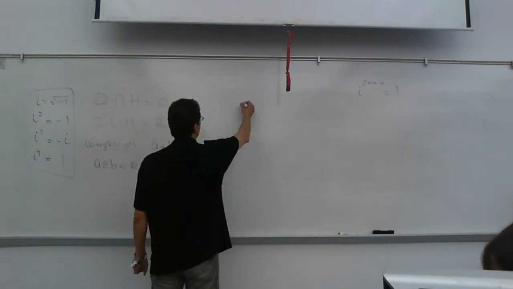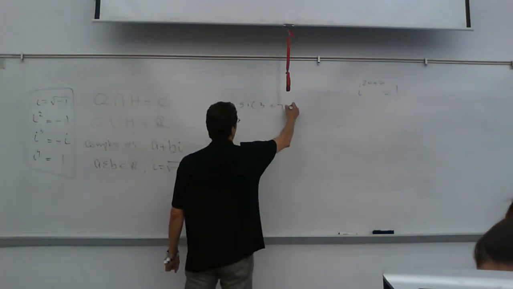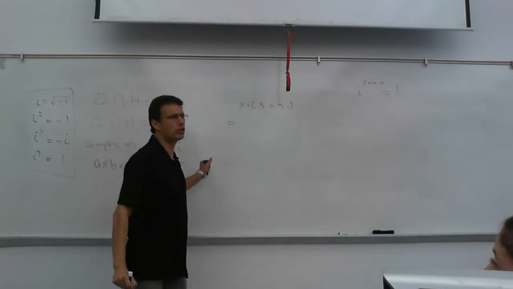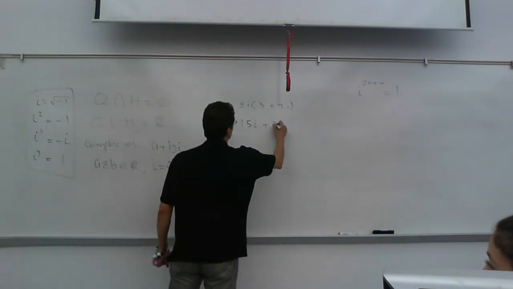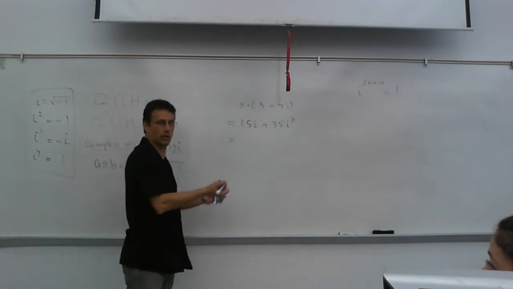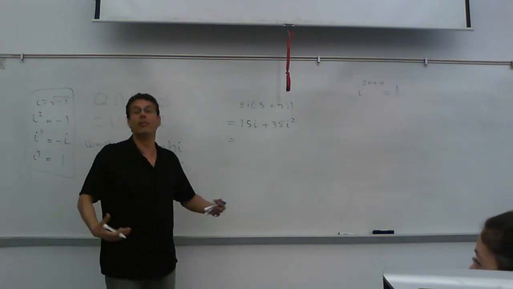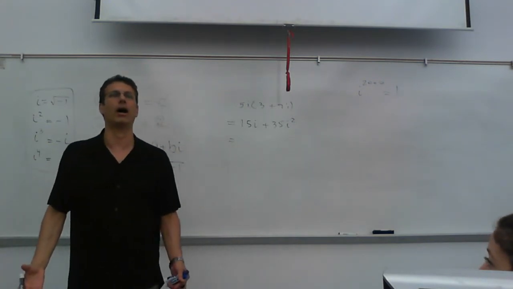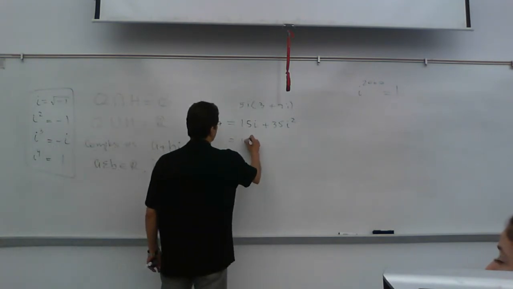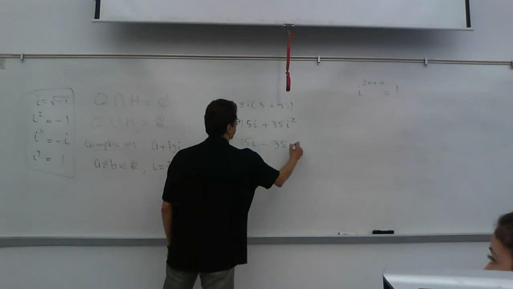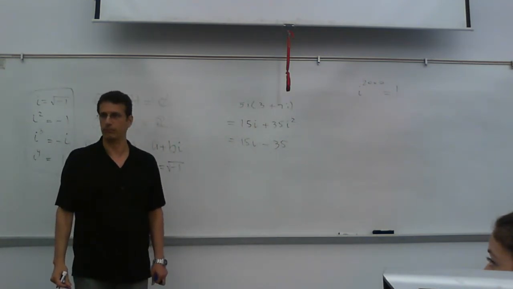First of all, if you want to do 5i times 3 plus, I don't know, 7i. First, let's look at this one. You just multiply them out. This gives you what? 15i plus 35i squared. Everybody agrees with that? Not a big deal, right? However, I'm not finished, because when it comes to powers of i, I have to change it accordingly. Therefore, it's 15i minus 35. So the way you multiply is just the way you always do it.